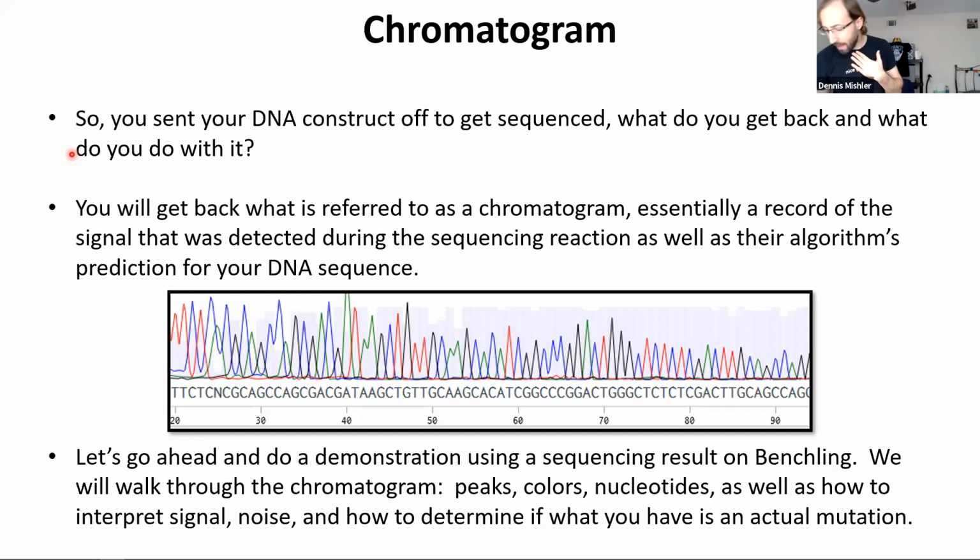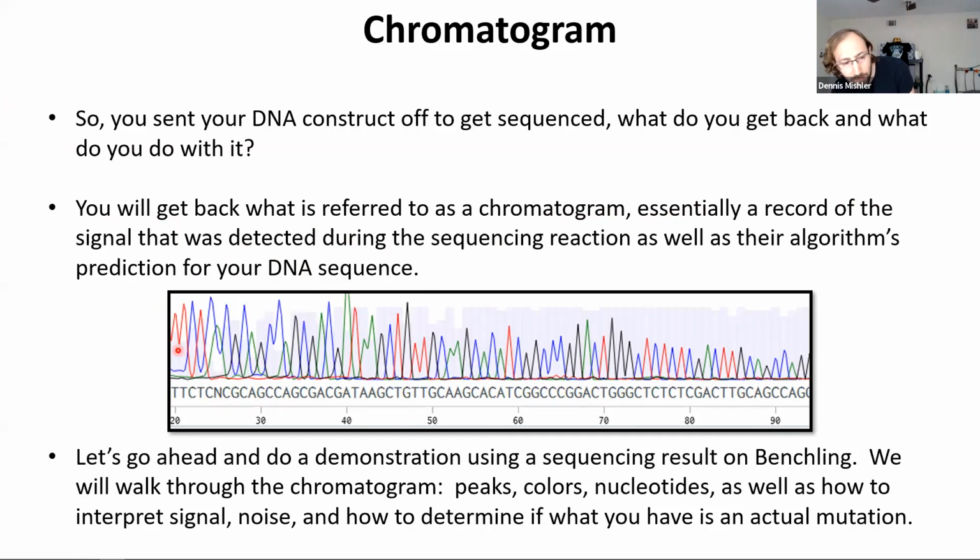And what you're going to get back from this process is something we refer to as a chromatogram. Essentially, it's going to be a record of the signal that was detected during the sequencing reaction, as well as the algorithm's prediction for which nucleotides were actually present. And so here's an example chromatogram. You can see the nucleotides down here. This is what the program predicts is present.